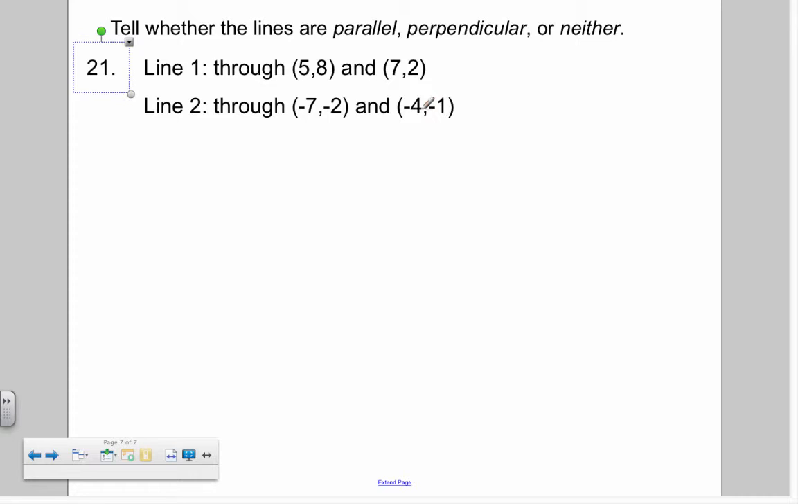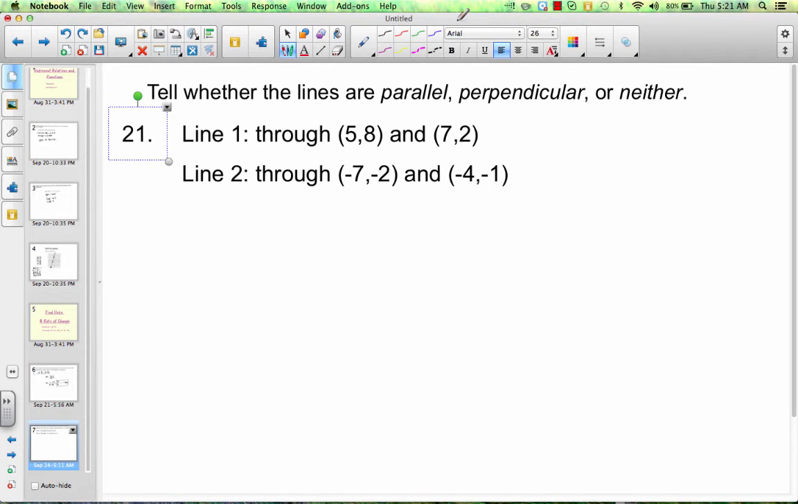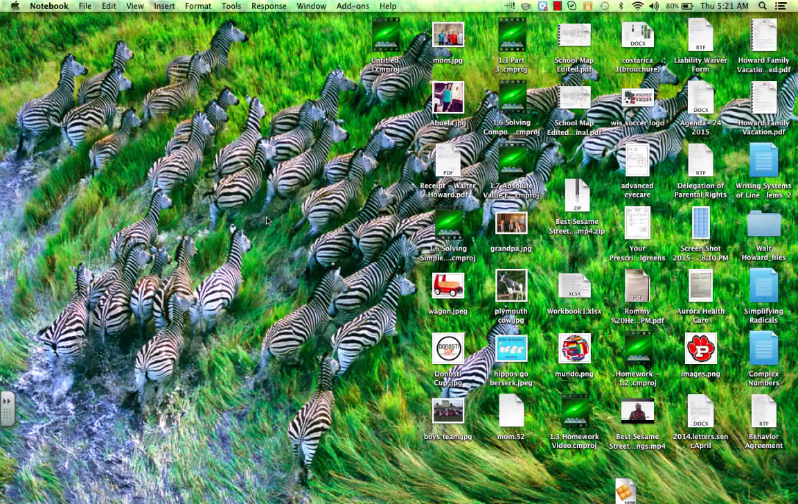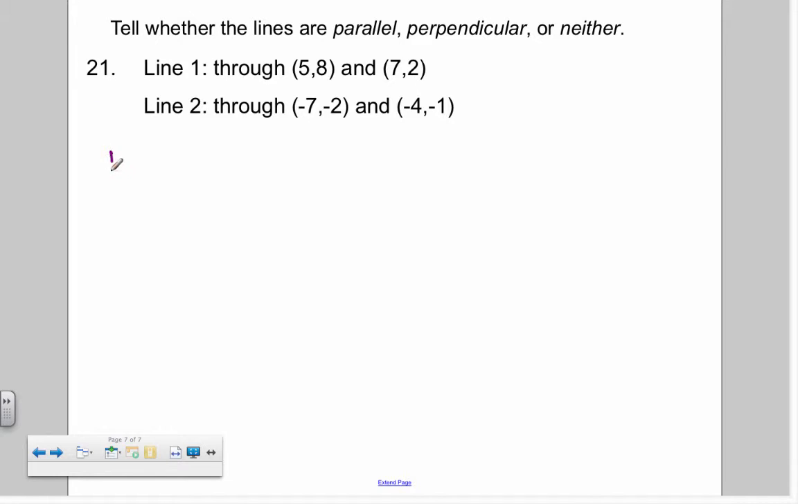Parallel lines have the same slope. Perpendicular lines, though, have opposite reciprocal slopes. So that's what I'm going to be looking for when I solve this problem. So I need to do the slope for each line separately. I want to change my color here because black is getting boring. Let's go purple. Okay. Line 1 over here, and line 2 over here.